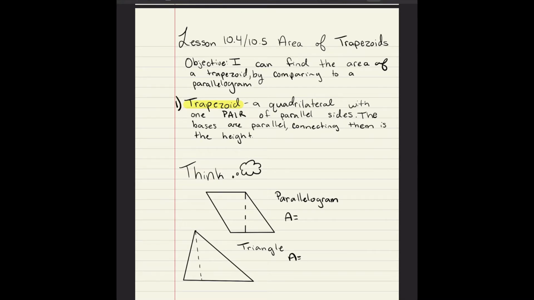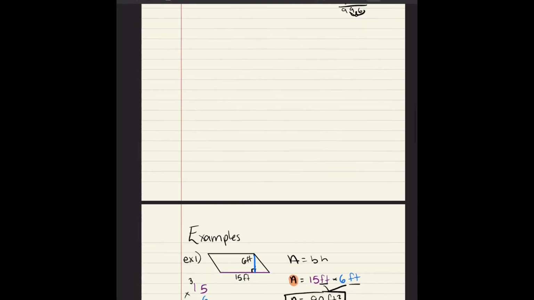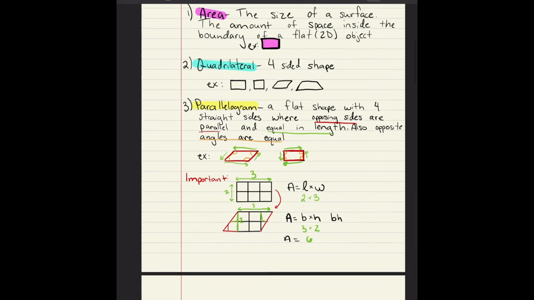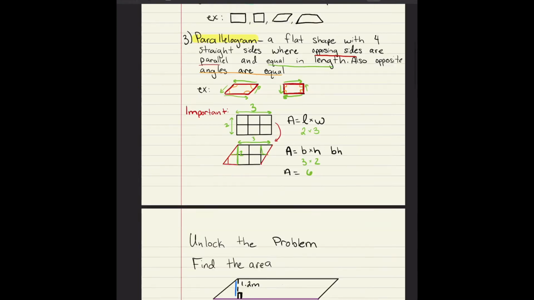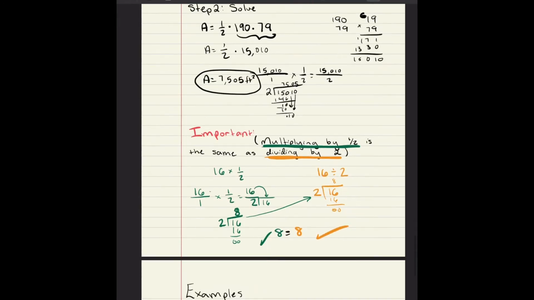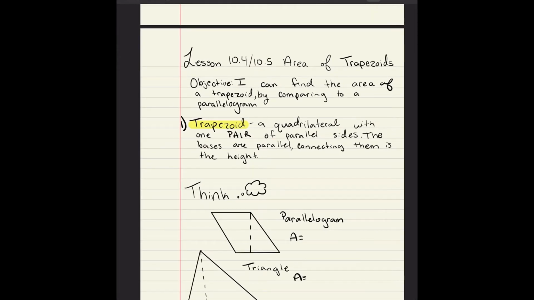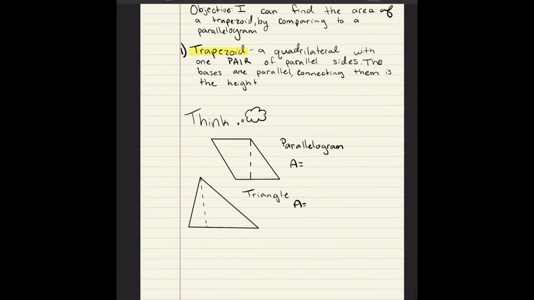A trapezoid is a quadrilateral, so let's go back up to what a quadrilateral is. A quadrilateral is a four-sided shape. So we know a trapezoid has four sides with one pair of parallel lines. The bases are parallel, connecting them is the height, and that is not parallel. Here's an example of a trapezoid.